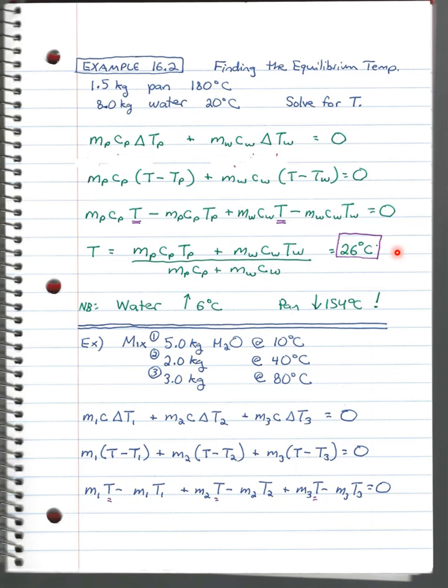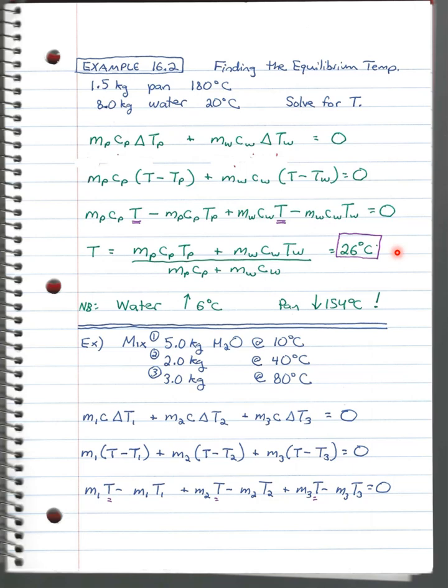But you look at it and you see the final temperature is 26 degrees Celsius. What that means is the water went up by only 6 Celsius degrees. The pan went down by a whopping 154 Celsius degrees. Big difference in change. Well, that has to do with the water having such a greater mass than the pan. The water was 8 kilograms versus a 1.5 kilogram pan. But also the water had more of a specific heat than aluminum. So overall, the water had a greater heat capacity than the pan, so it had greater resistance to that change in temperature.